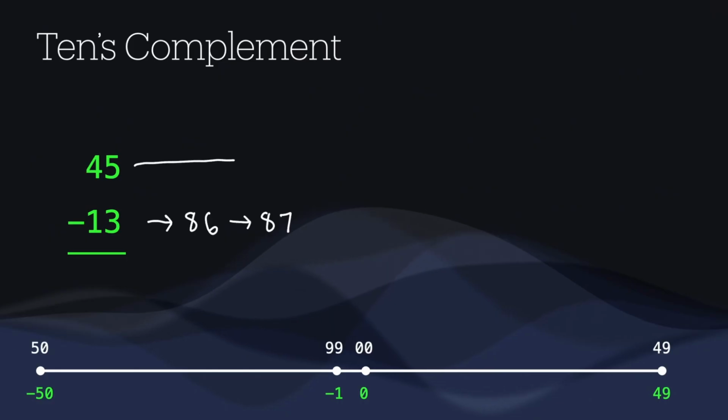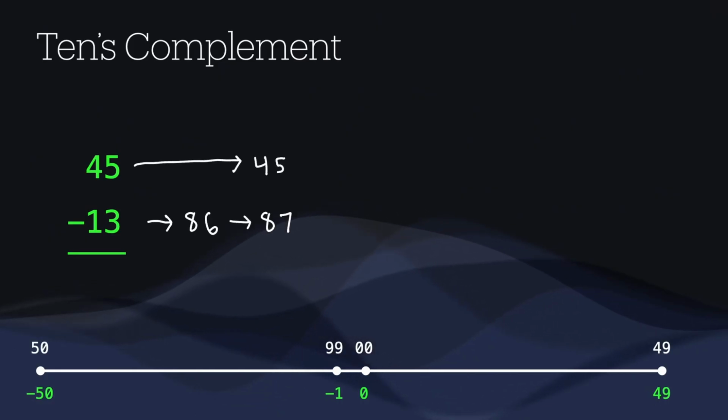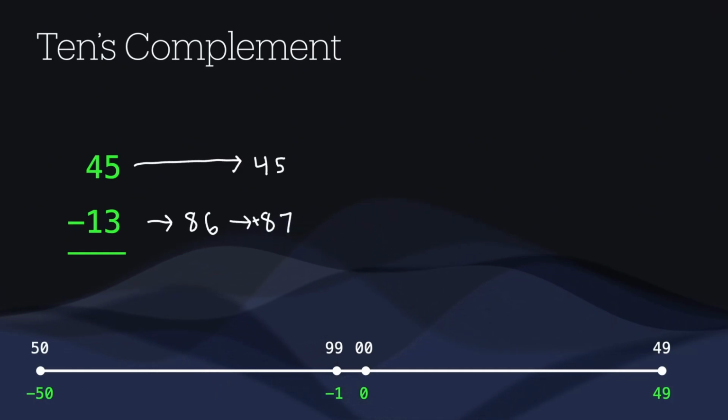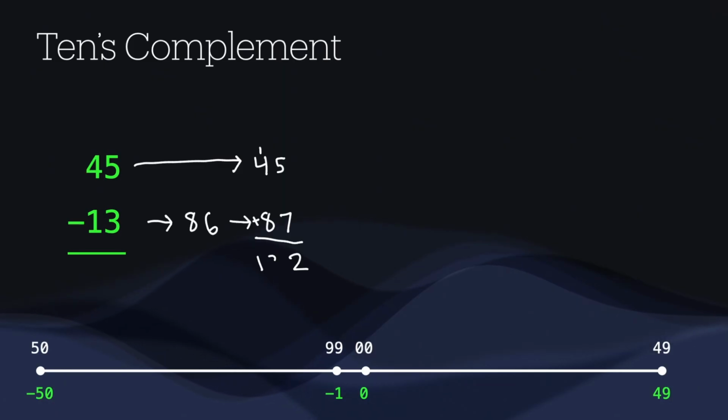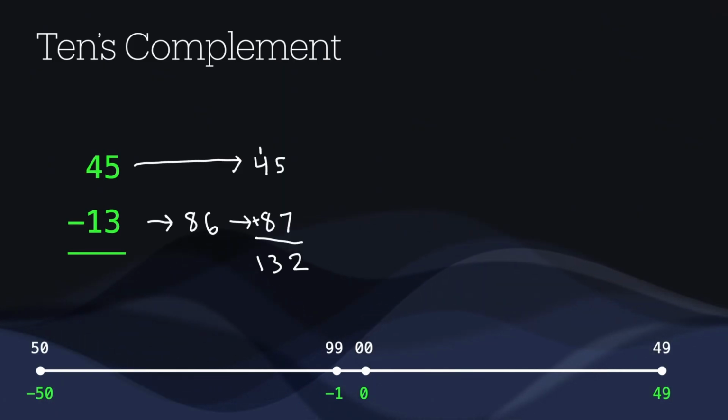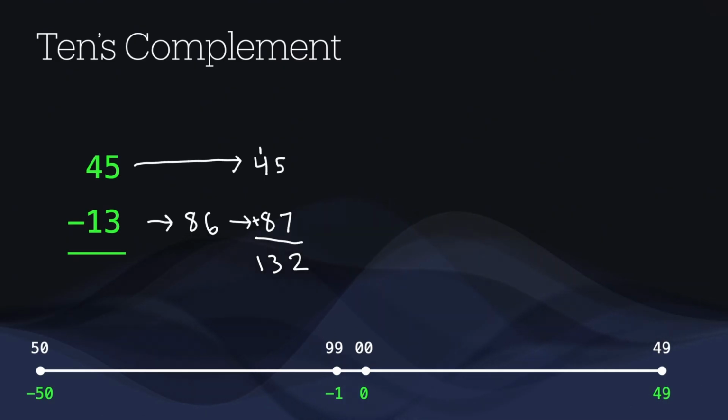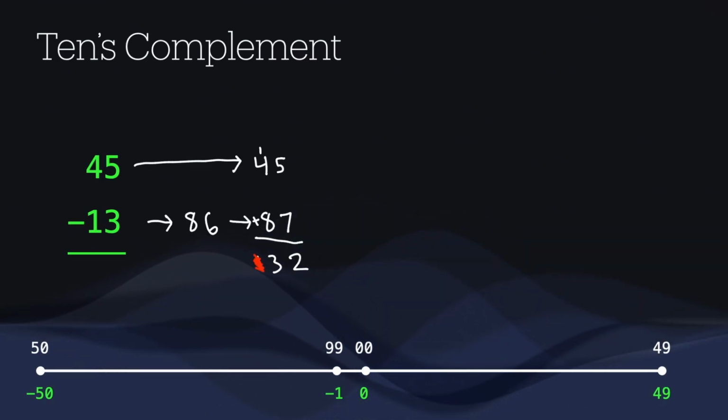And then 45, since it's a positive value, doesn't change. So now we have 45, and we have 87, which represents a negative 13. And adding a negative number is the same thing as subtracting. So we're going to add 87. So 5 plus 7 is going to be 2. Carry the 1. 8 plus 4 plus 1 is going to be 13. 132. But here's the thing. Since we're using a number system that caps out at 99, we actually only use 2-digit numbers. So this 1 is actually extraneous, and we can get rid of it. So the answer is just 32.